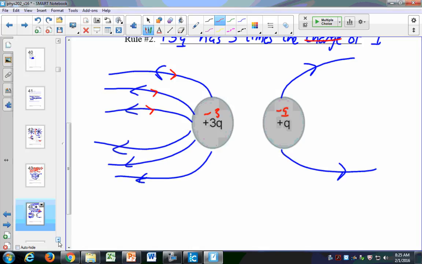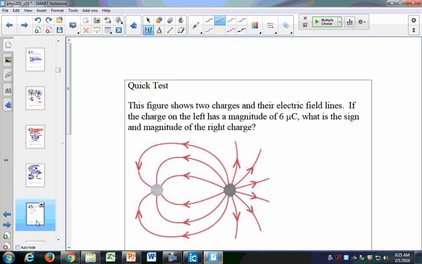Right, I think we'll come back to this clicker question. We have some other questions to do. But that sort of covers all the material for the test.